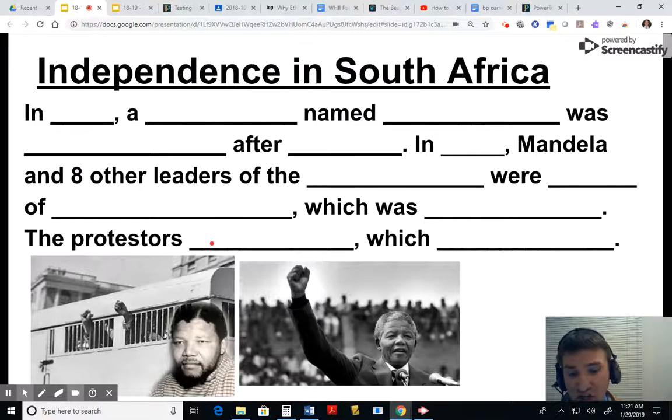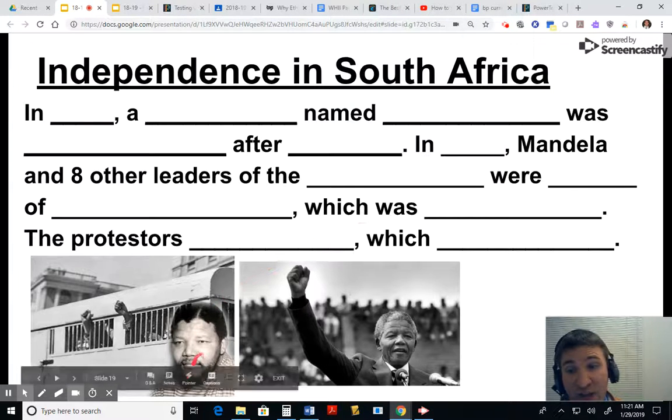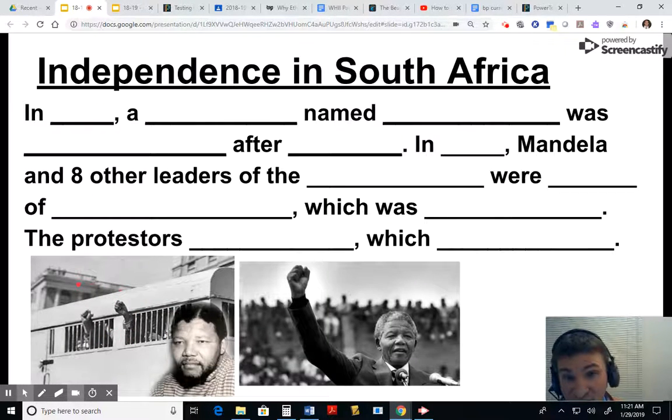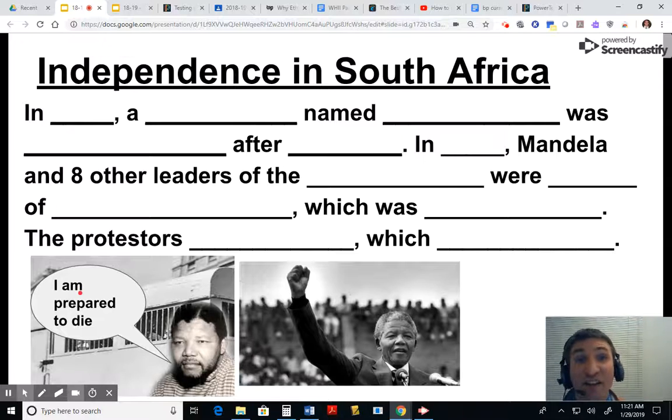The protesters, including Mandela, demanded an end to apartheid, which the government supported at the time. And this is a young Mandela, and this is the bus that he and the other leaders were put in on the way to prison. And Mandela said when he was being carted off to prison, "I am prepared to die." That's how serious he took this movement.